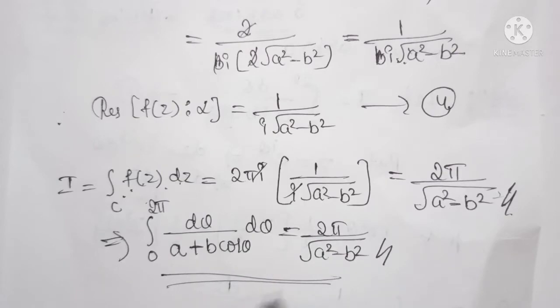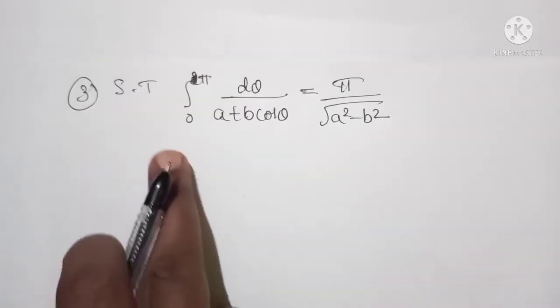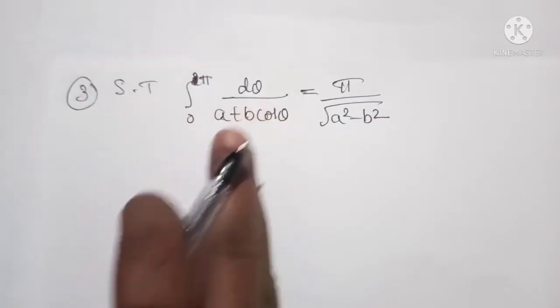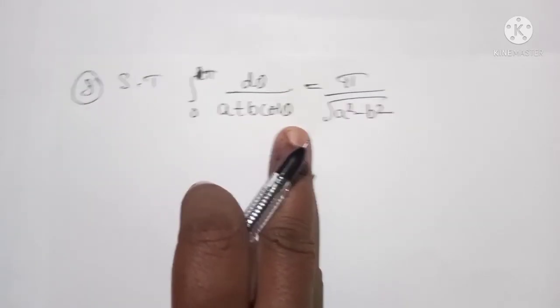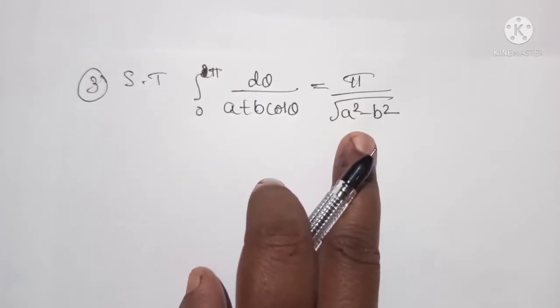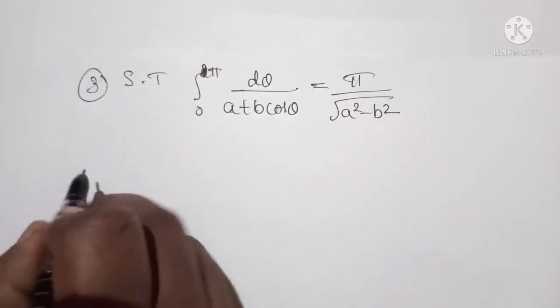Okay, so by using this formula we have solved one problem. Show that integral 0 to 2 pi d theta divided by a plus b cos theta is equal to 2 pi divided by square root of a square minus b square. Okay, solution.